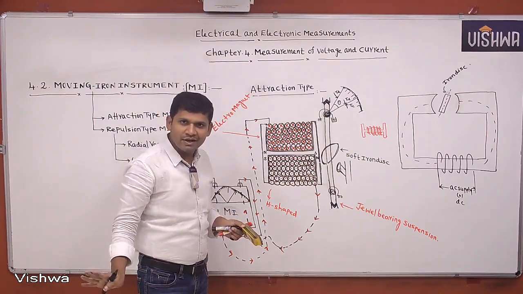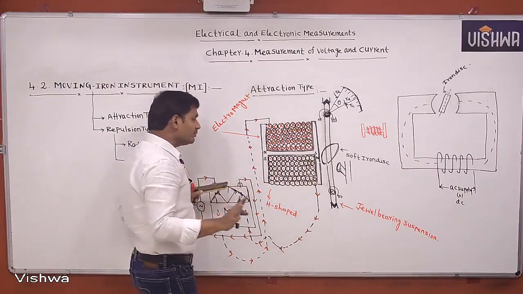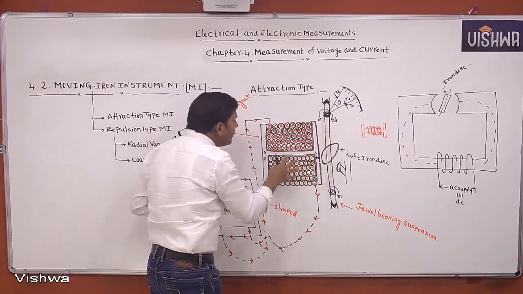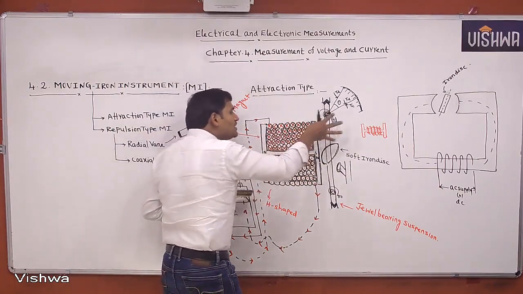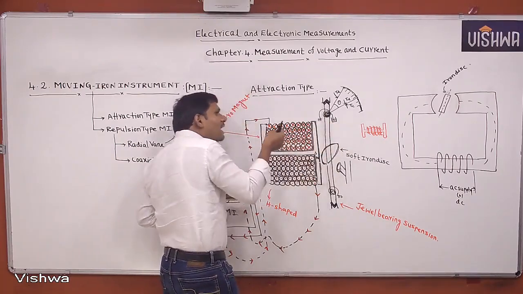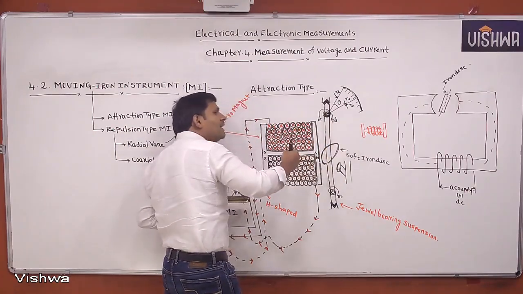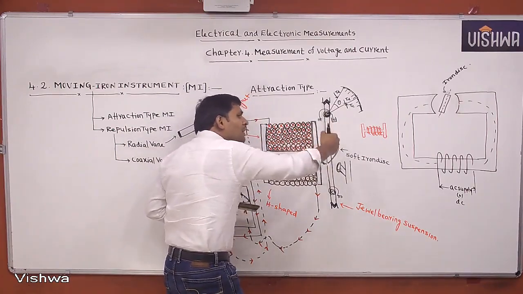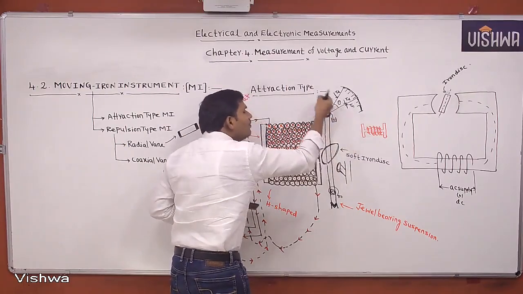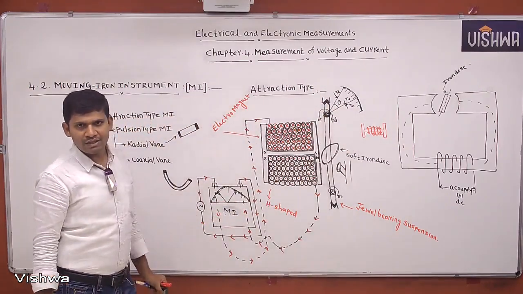Clear? Understand or not? This is the operation. Very simple. Once again, whenever supply is switched on, this electromagnet will be magnetized. It produces attraction force on the iron disc. That force acts as a twisting force on the iron disc, then the iron disc will rotate. The spindle also rotates. Then the pointer is moving on the scale. Whenever deflecting torque equals controlling torque, the pointer comes to the steady state.